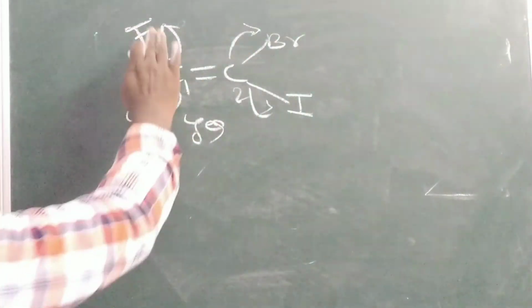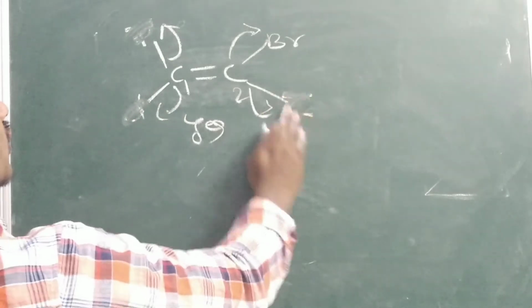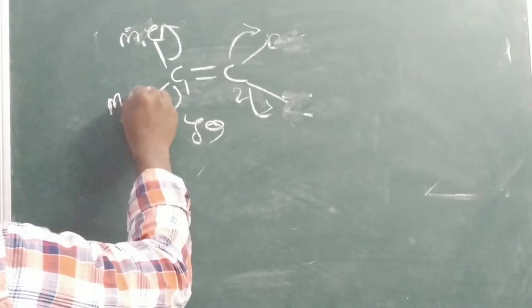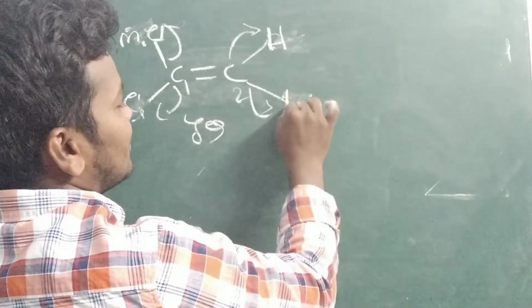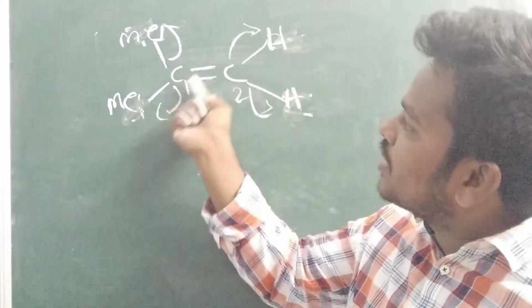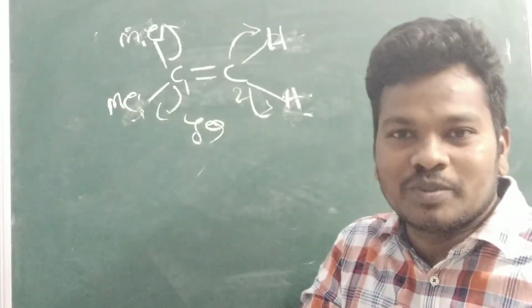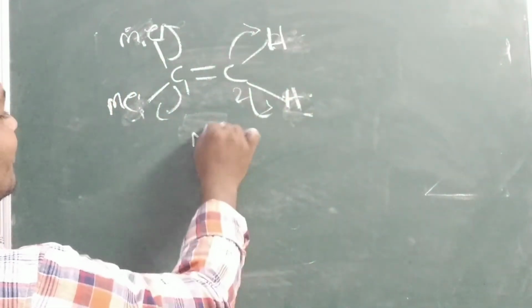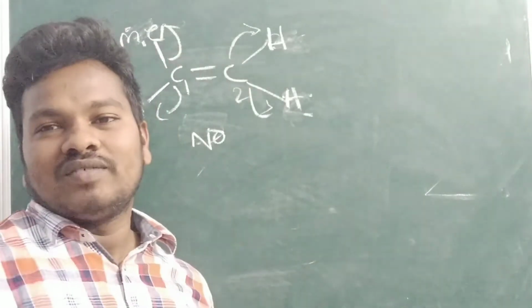Okay, next example. Here I am taking methyl, here methyl, here hydrogen, here hydrogen. Both the groups are same. This carbon has methyl groups on both sides, and this carbon also has hydrogen on both sides. Is it exhibiting? No, it is not exhibiting geometrical isomerism. So a carbon should not contain the same type of groups. Next example you can see.